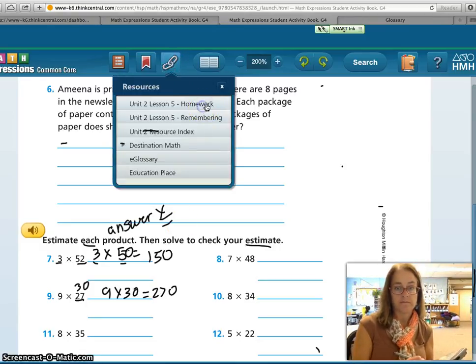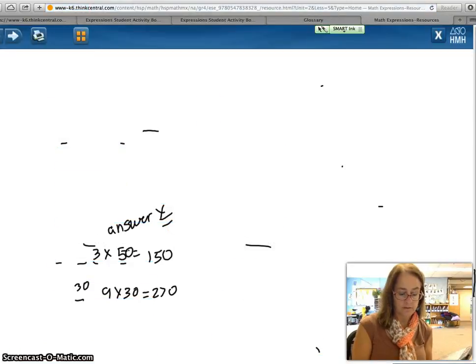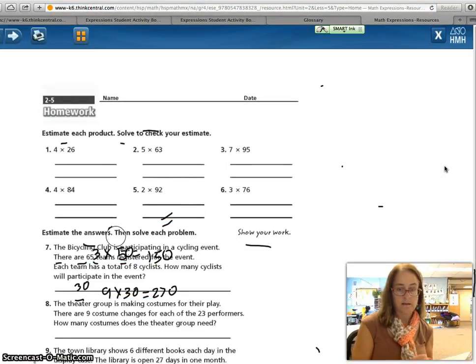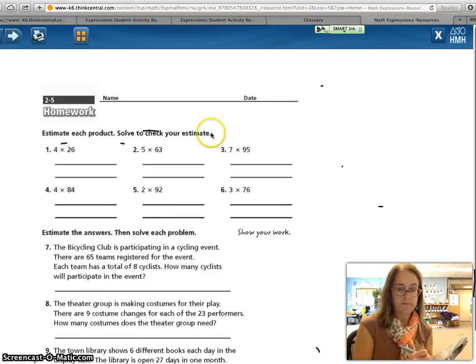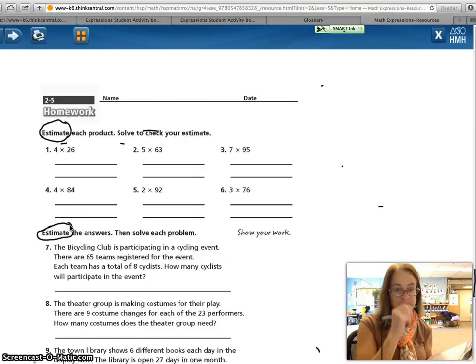Okay, that's what you're doing for this, and then when you go up and get your homework, let's look at your homework real quick. This is what you're doing, the same thing, solving and checking. Okay, so be careful on here because it says estimate each project, and here it says estimate each product. Okay, so make sure you're doing your estimations.